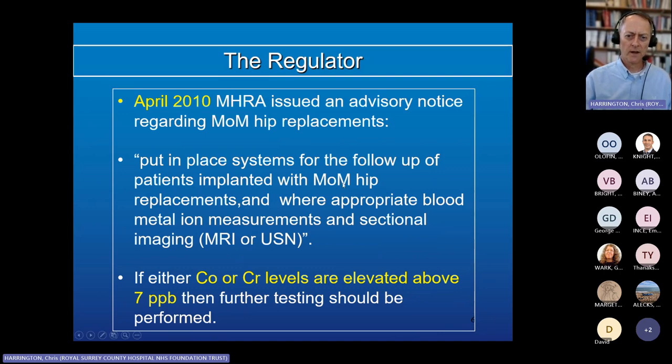So back in 2010, the regulator got involved. The MHRA issued an advisory notice, which was that hospitals should put in place systems to follow up patients implanted with these hips, where they would look at measuring the cobalt and chromium levels. Then depending on those levels, they would go on to have MRI or ultrasound to do further investigations, further imaging. So in this case, cobalt and chromium, which is something that we did measure prior to this in the lab, was really used as a screening method.